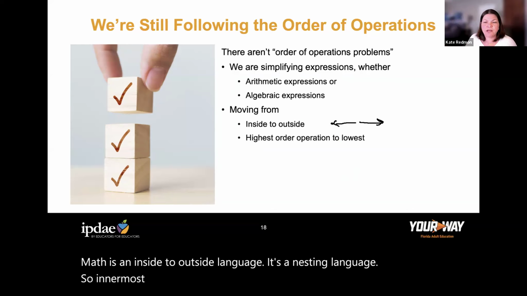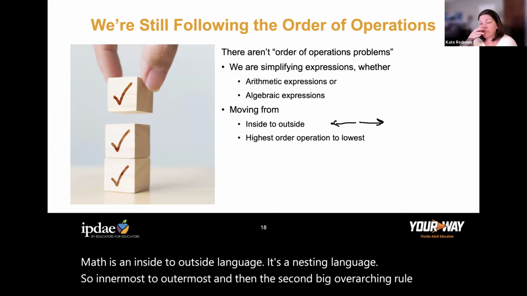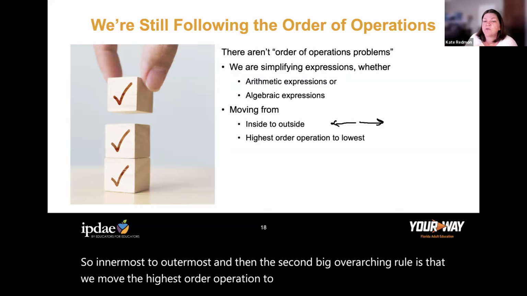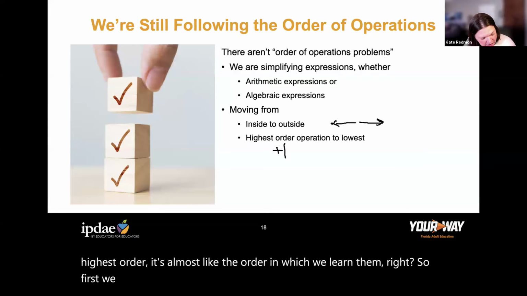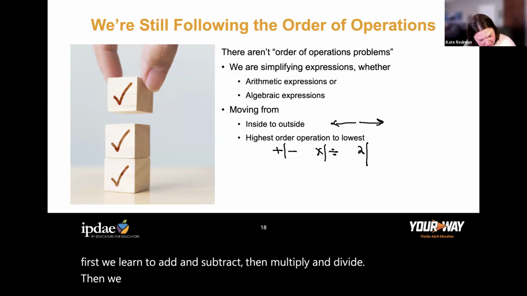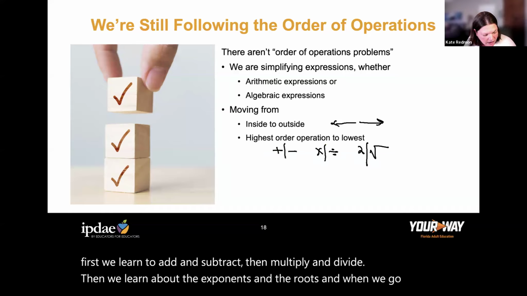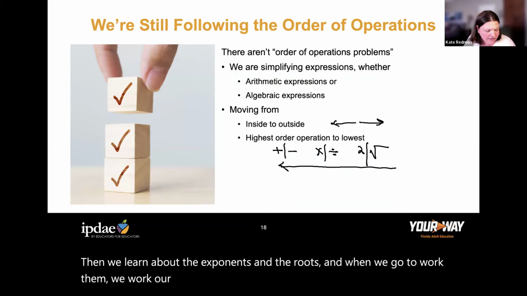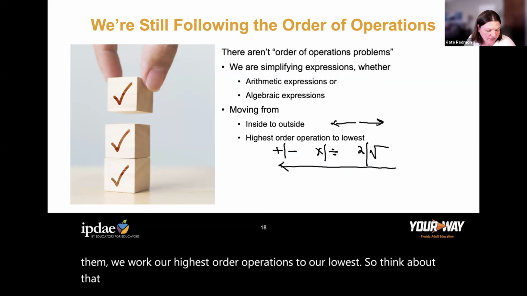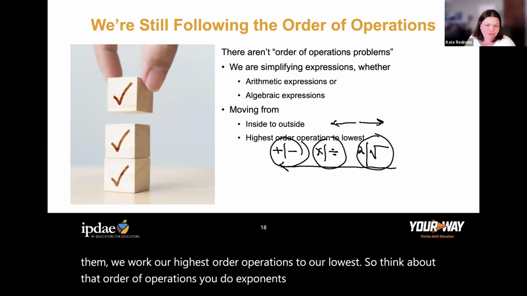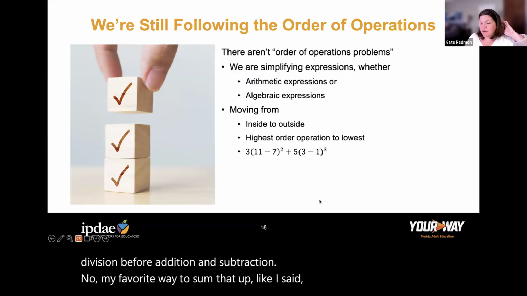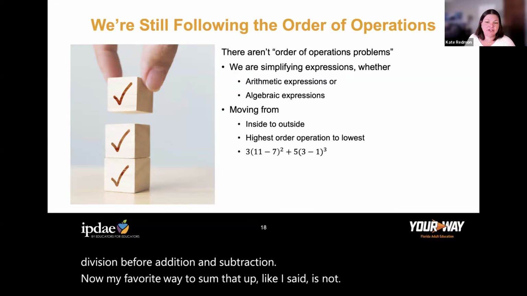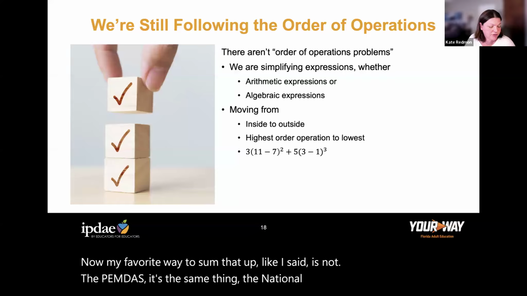And then the second big overarching rule is that we move the highest order operation to the lowest. And when I talk highest order, it's almost like the order in which we learn them, right? So first we learn to add and subtract, then multiply and divide. Then we learn about the exponents and the roots. And when we go to work them, we work our highest order operations to our lowest. So think about that order of operations. You do exponents before multiplication and division before addition and subtraction. Now, my favorite way to sum that up, like I said, is not PEMDAS. It's the same thing the National Council of Teachers of Mathematics uses, which is GEMMA.